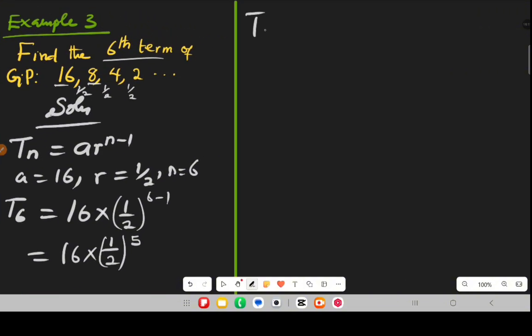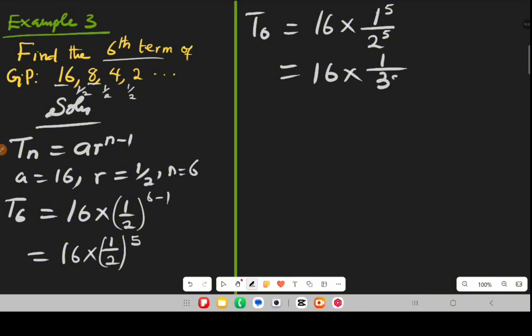We have T6 is equal to 16 times 1 raised to the power of 5 all over 2 raised to the power of 5. We can distribute the power. Then we have 16 times 1 raised to the power of 5, which remains 1, all over 2 raised to the power of 5, which is 32, meaning 2 times itself 5 times gives you 32. Then if we continue, we can cancel out. 16 into 16 gives us 1. 16 into 32 gives us 2. So our answer is 1 over 2.